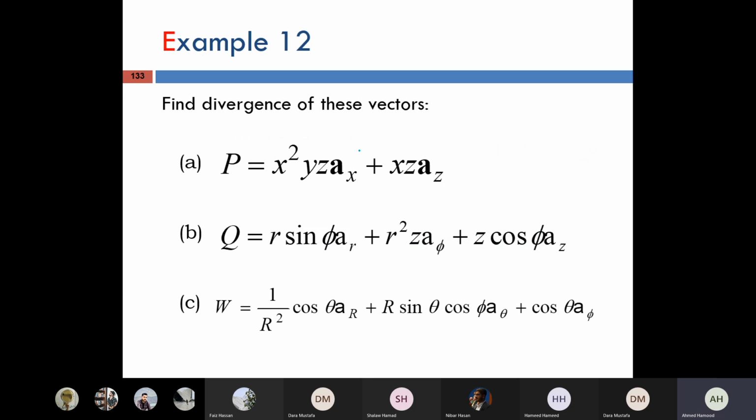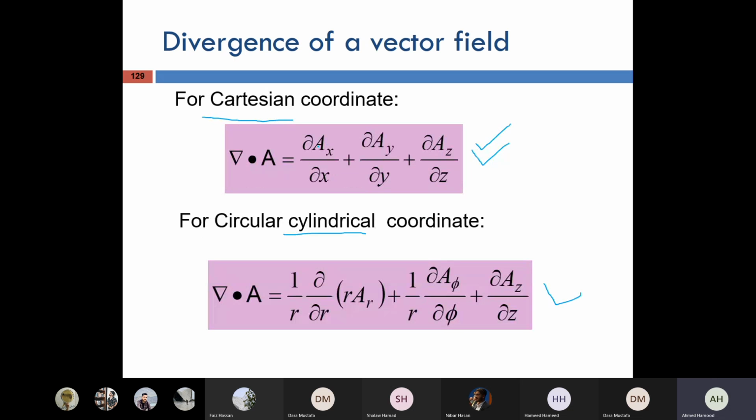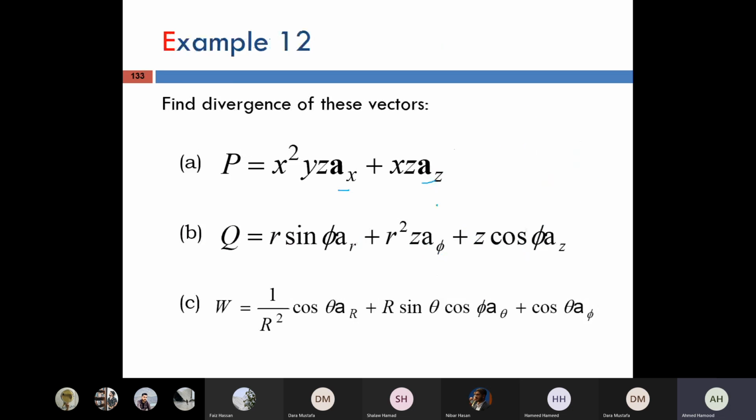Okay, let's see this example. Find the divergence of this vector. Please guys pay attention. So we have this vector B equal to x square y a x plus z a y plus x z a z. So we can see from here, this is Cartesian coordinates. Since it is Cartesian, we have to write this equation, which is the easiest equation I can see among all the coordinates.